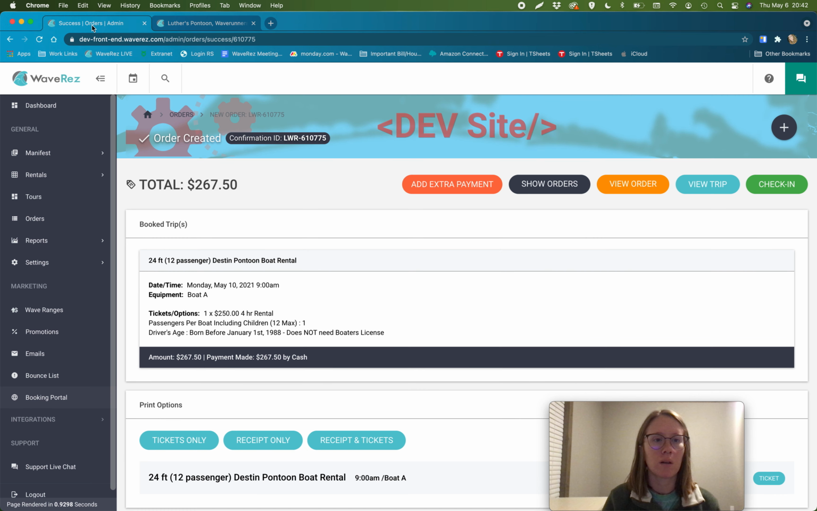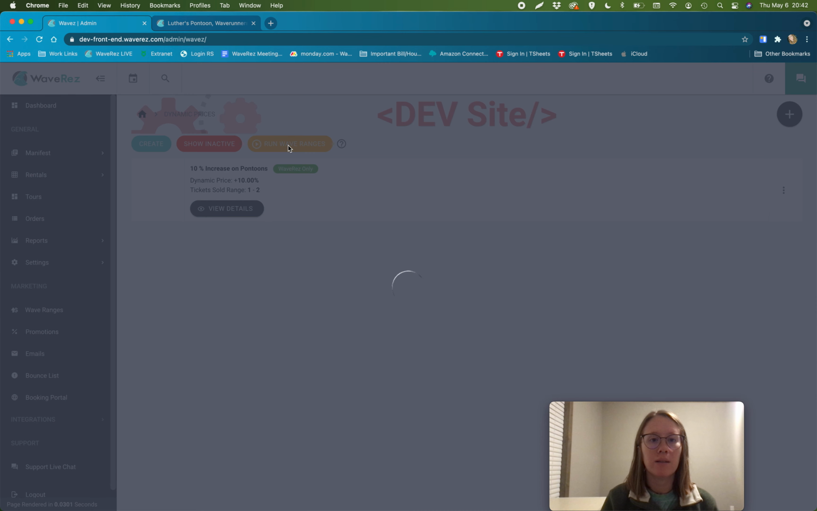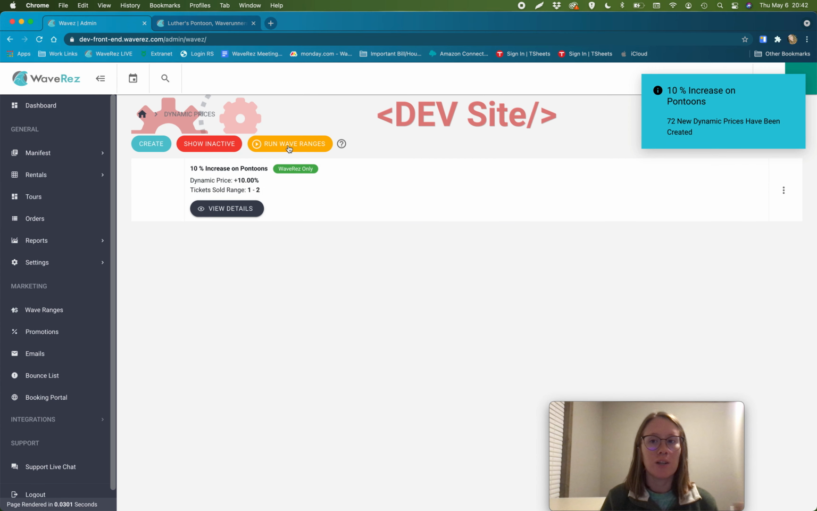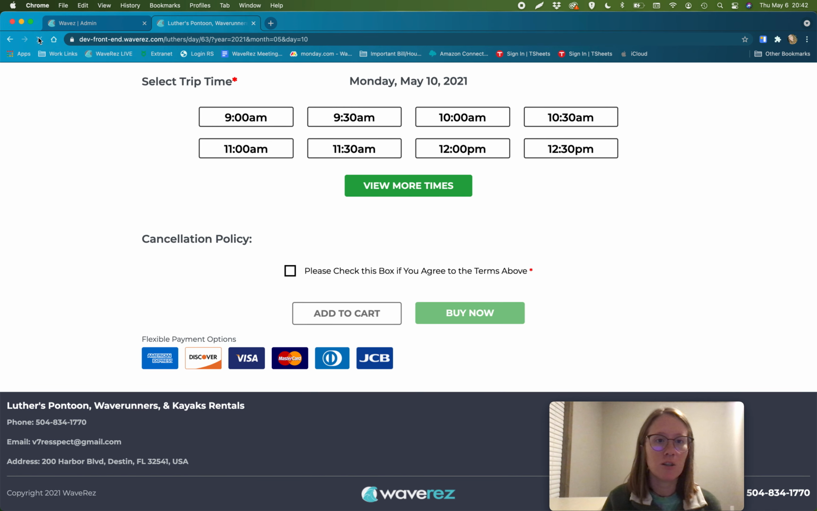So we're going to go back over to our WaveRanges page. Since it was set at 1, only 1 ticket is needed to trigger this range. So we're going to go ahead and run it. If you have a lot of ranges, this can take some time, so keep that in mind. If you're running it manually, it takes a lot of system resources and can take a little bit of time to load, but we only have 1, so not a big deal. We're going to refresh this page.